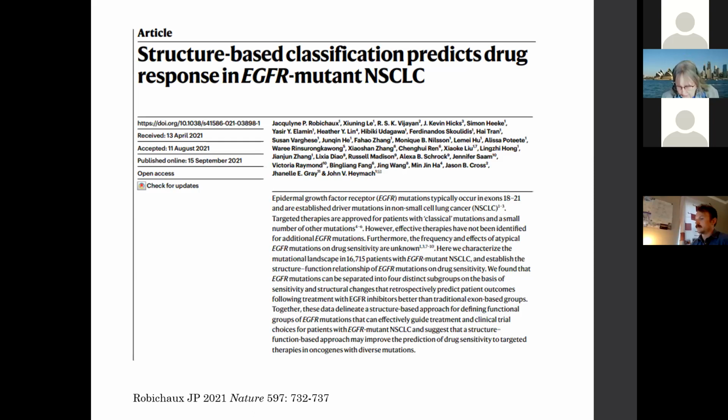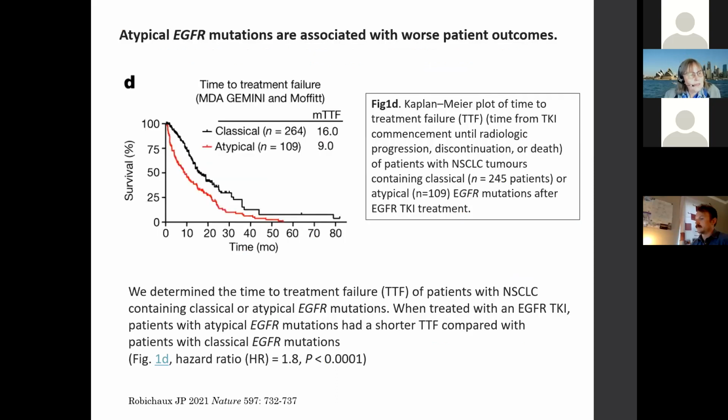Now, for our examples from Nature, here's a paper published looking at EGFR mutation in non-small cell lung cancer. What they did is they stratified these EGFR mutations into classical and atypical. And here is, don't ask me how they did that.